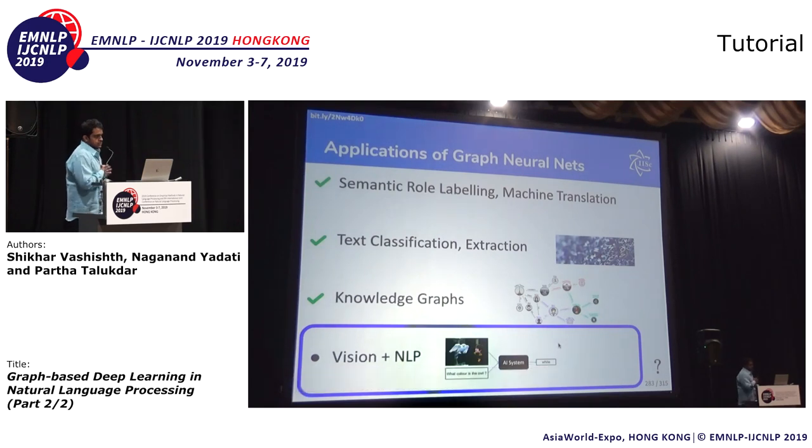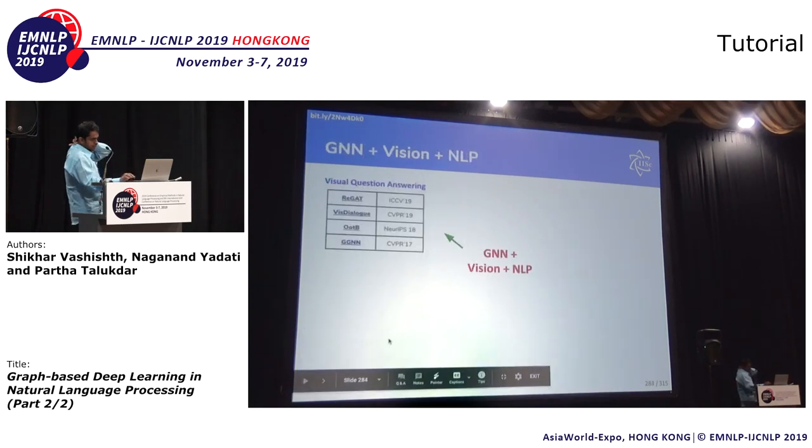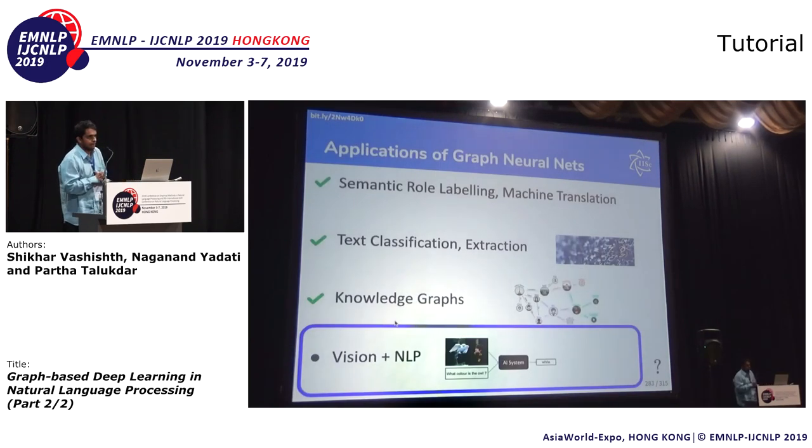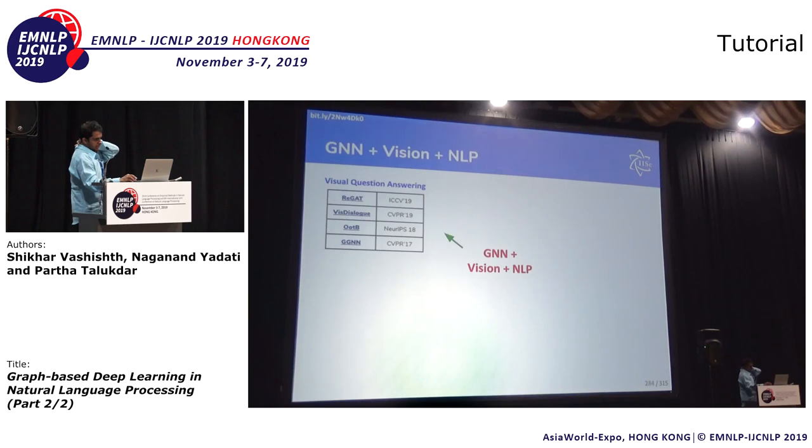This concludes graph neural nets for knowledge graphs. Now we will briefly see graph neural nets for vision and NLP. Nagaran, do you want to stop for questions? Yeah. Are there any questions here? Okay, so we will briefly see graph neural nets for vision and NLP.